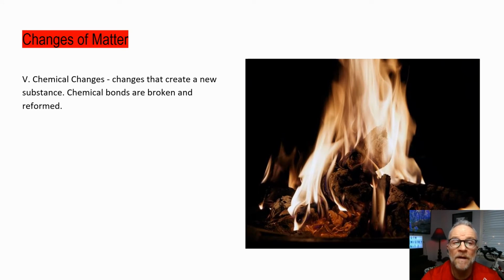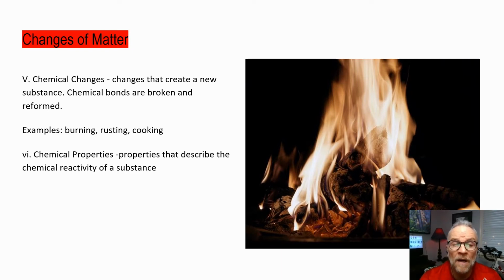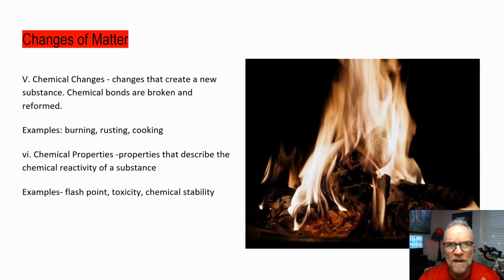Changes of matter continue. Chemical changes are changes that create a new substance. Chemical bonds are broken and reformed. So we have here examples of burning and rusting and cooking, all things that would form a totally new substance. Chemical properties describe the chemical reactivity of a substance. Flashpoint would be an example here. Toxicity and chemical stability would be other examples. Those are a little harder to come up with unless you have some picked out of a book somewhere.